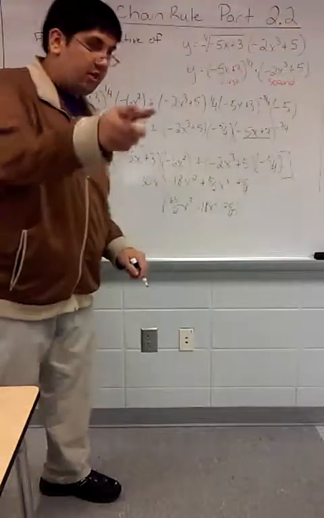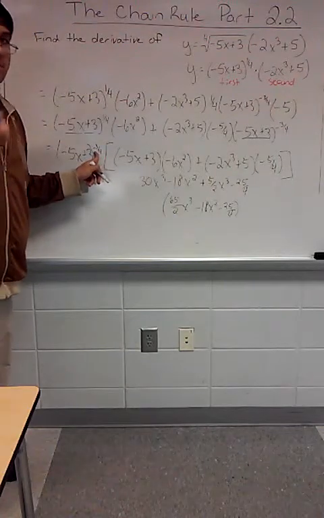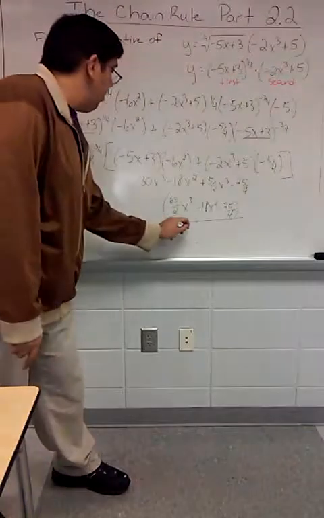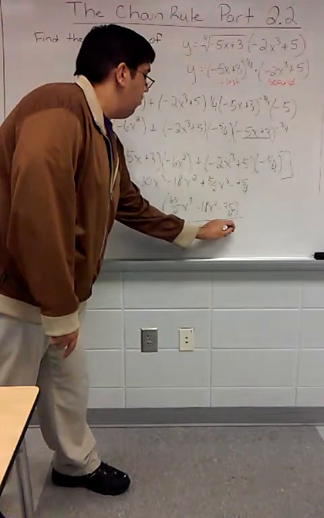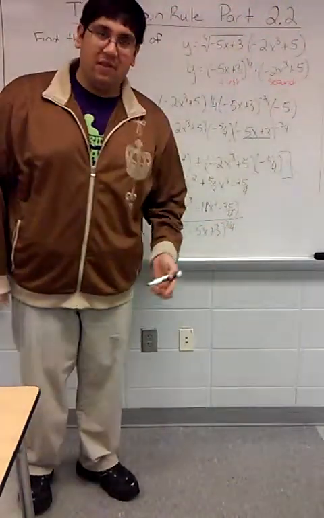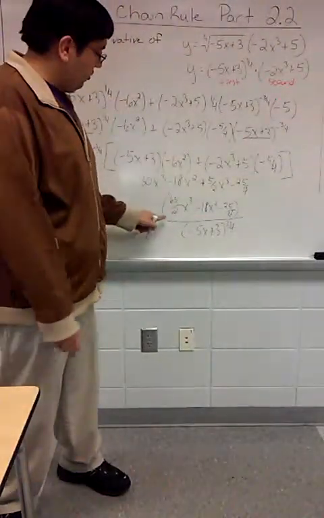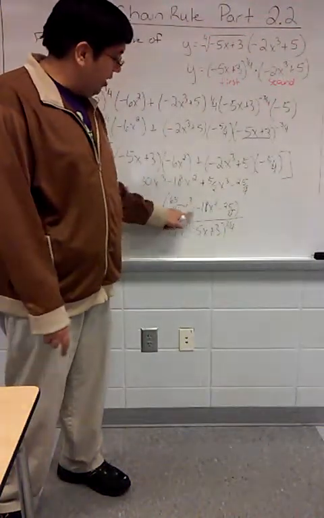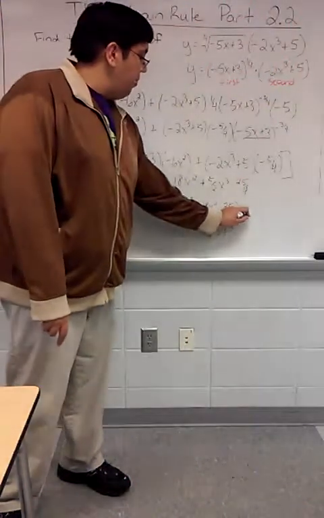But don't forget, you still have this negative 5x plus 3 to the negative 3/4 power. To make that a positive, we're just going to send that to the denominator. So this is going to be over negative 5x plus 3 to the 3/4 power. And even though that seems like a lot of work, we still don't want to leave it like this because of all of these fractions. So what we're going to do is multiply top and bottom by the least common multiple, which in this case would be 4. So multiply top and bottom by 4.